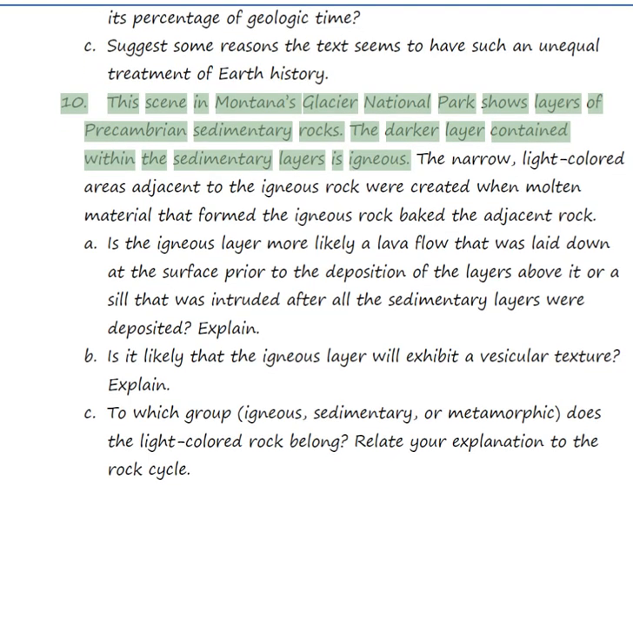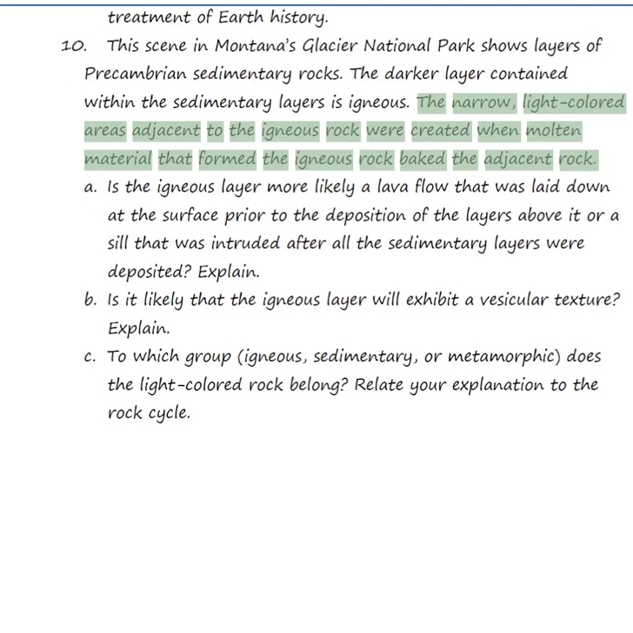10. This scene in Montana's Glacier National Park shows layers of Precambrian sedimentary rocks. The darker layer contained within the sedimentary layers is igneous. The narrow, light-colored areas adjacent to the igneous rock were created when molten material that formed the igneous rock baked the adjacent rock.